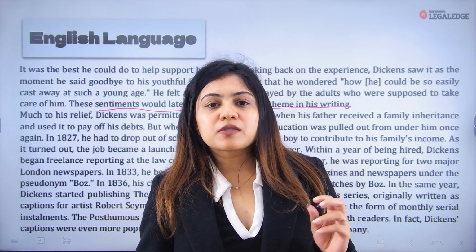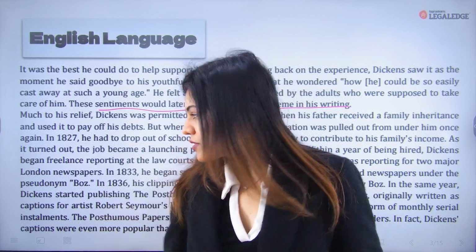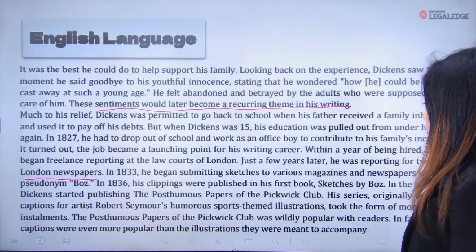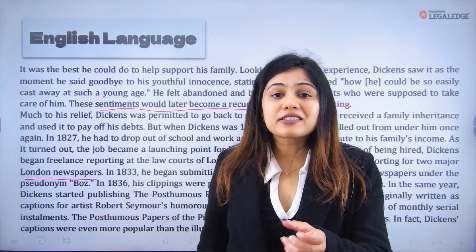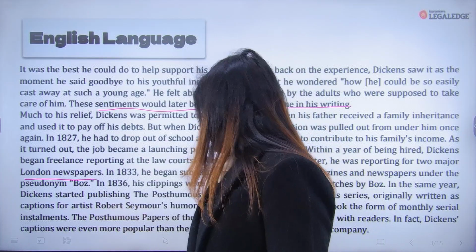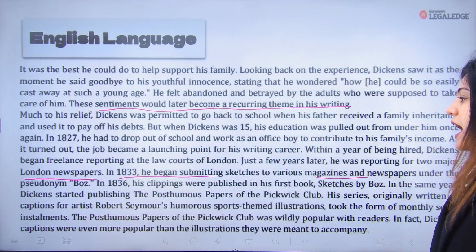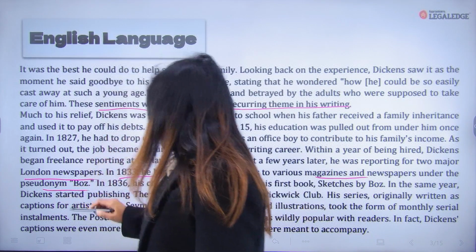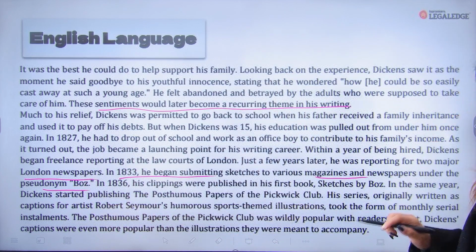But because he was a smart and talented guy, he started reporting for two famous newspapers during those years. So he was a freelance reporter for two major London newspapers, and he also started submitting his sketches. So he was not just a writer, he was also an illustrator, right? In 1833, he began submitting his sketches to various magazines, and slowly and steadily, he became super popular. He started writing under the pseudonym Boz. In 1836, the clippings were published in his first book, Sketches by Boz.